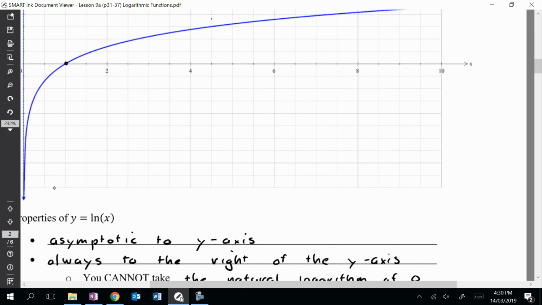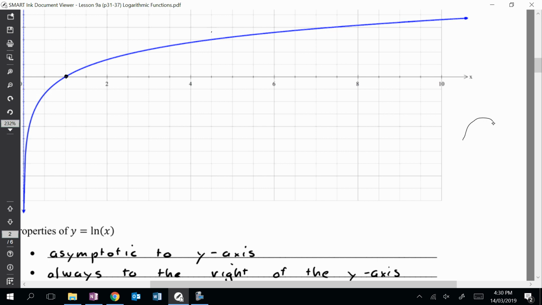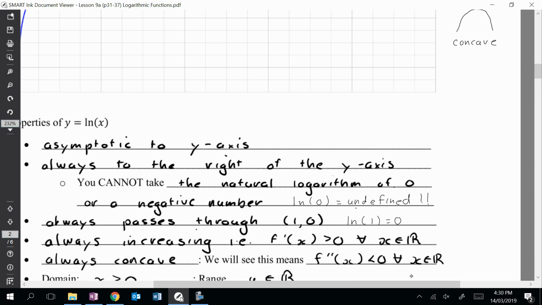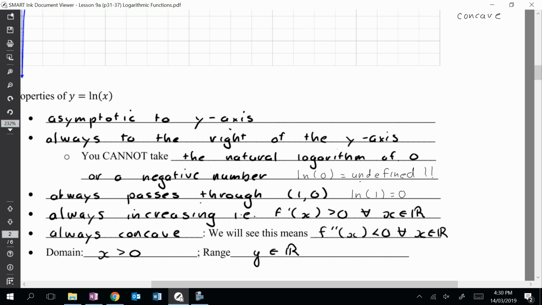And it's also got a concave shape as well. So let's just remind ourselves, concave looks like that. And so, as we'll learn a little bit later, concave is when the second derivative is less than 0. So we can also say that the second derivative is less than 0 for all x in the domain. So wherever the function exists, the derivative is positive and the second derivative is negative. And then to just reiterate the point about it being asymptotic to the y-axis, our domain is just the positive values of x, but the range is everywhere. So it takes all real values.